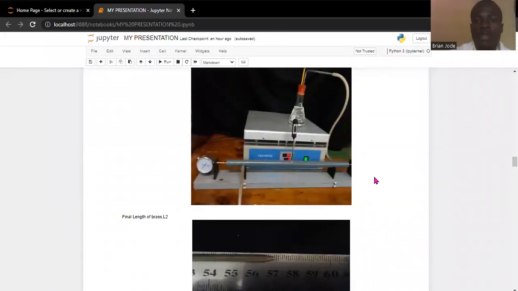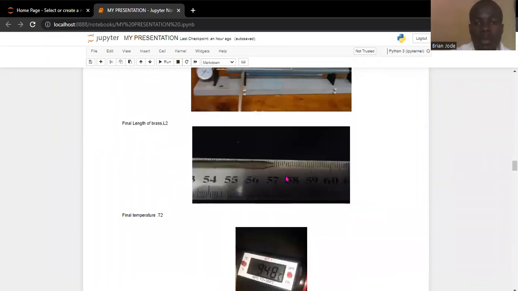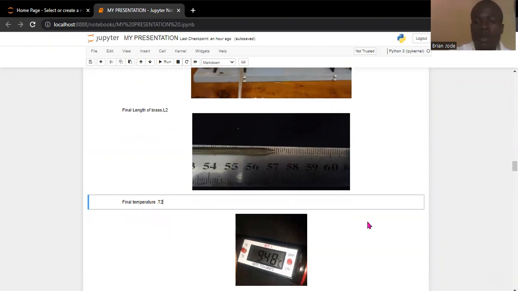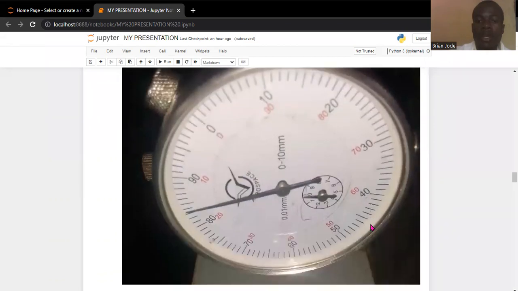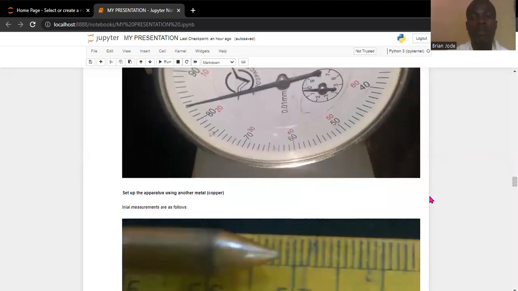Now we are also supposed to take the final length as indicated here. So it is as shown here. And of course, as we've seen the temperature rising, it came to an equilibrium point of 94.8, so the reading was indicated. And we had a reading of the dial, as we've seen the reaction, as indicated here. So you're supposed to take these values and tabulate them. That would be the first heating process with the first metal rod.